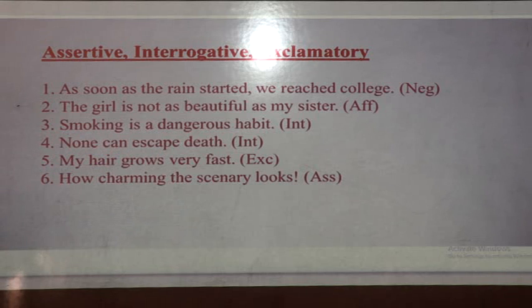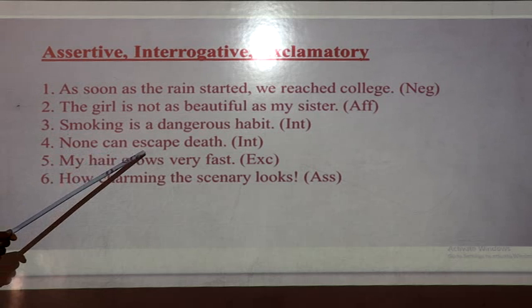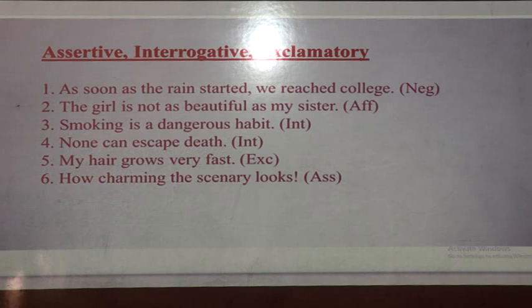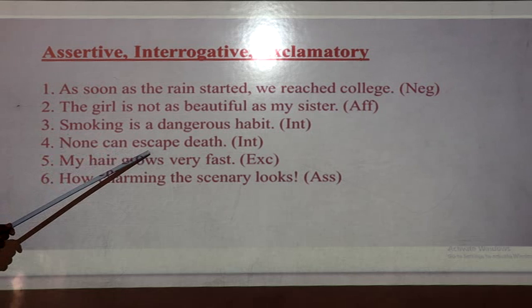Number four, none can escape death. It is a negative sentence. We have to make it an interrogative sentence. If we use who, there is the use of can. None can, nobody can. In place of none, if we use who, it will be an interrogative sentence. Who can escape death? Use the note of interrogation. So the negative sentence is, none can escape death. The interrogative one is, who can escape death?